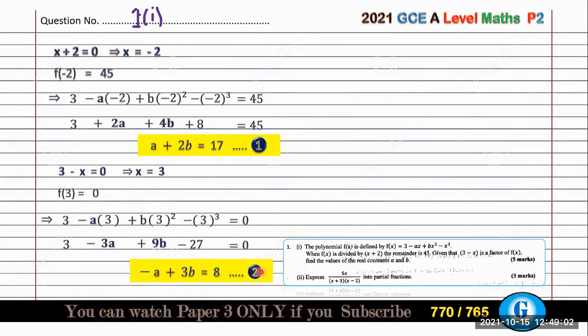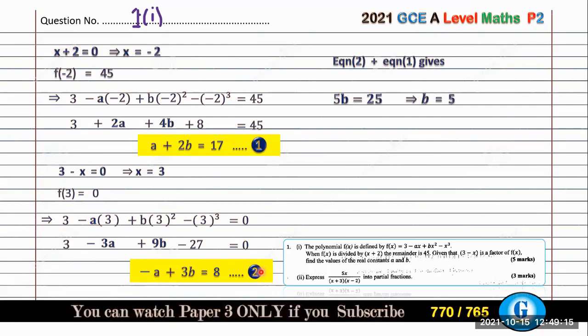So we can solve these two equations directly by elimination. We add equation 1 to equation 2. This will give us 5b equal to 25, implying b is equal to 5. We now substitute the value of b in one of the equations, equation 1. From equation 1, a will be equal to 17 minus 2b. That is 17 minus 2 times 5, that is 17 minus 10, which is 7.